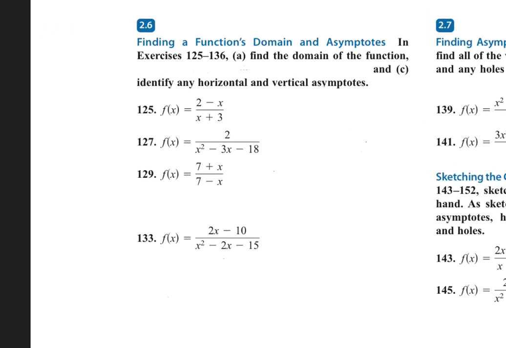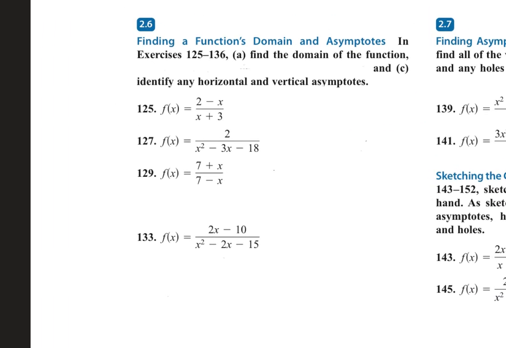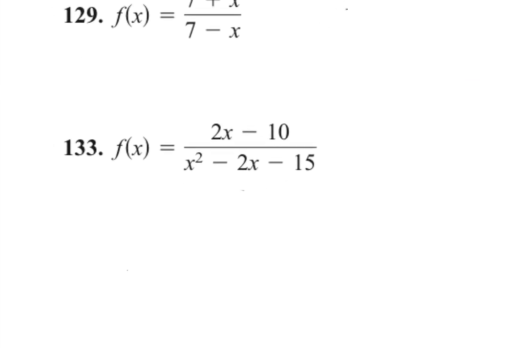All right, 133. It said find the domain of the function, horizontal asymptotes, vertical asymptotes. It could ask you for your zeros, your y-intercept. You want to be prepared for all that stuff, okay? So for 133, the first thing you're going to do is take out the 2 in the top, and you get x minus 5. And then in the bottom, you're going to factor, looking for factors of negative 15 that sum to negative 2, so negative 5, positive 3.